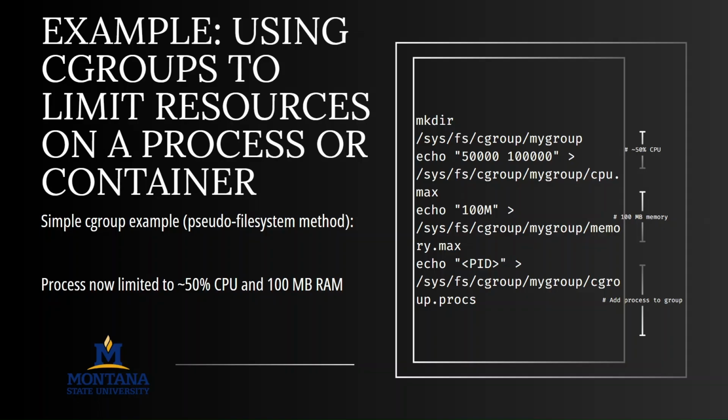Finally, you write the process's PID to cgroup.procs to assign it into that group. Once done, that process is constrained. It cannot exceed the limits you set. Container tools do exactly this, but programmatically, applying cgroup rules automatically to container workloads.